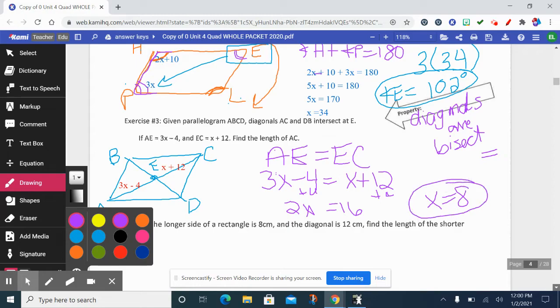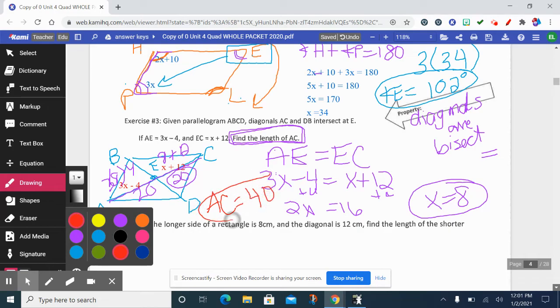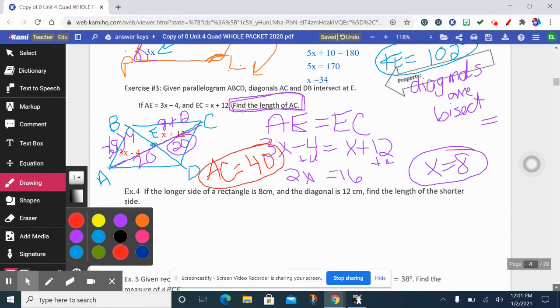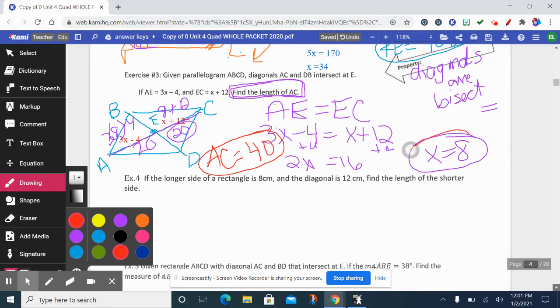Okay, so I know solving wise, you guys could do that fine. But now we have to make sure we go back in and answer the question. Find the length of AC. Well, AC is that whole diagonal. So if we put our 8 back in, 8 plus 12 gives us 20 here. Well, 3 times 8 minus 4 would also give us 20. So we can conclude as a final answer that AC equals 40, because 20 plus 20 will give us 40. So again, sometimes we don't stop at our x value. We have to sub it back in.